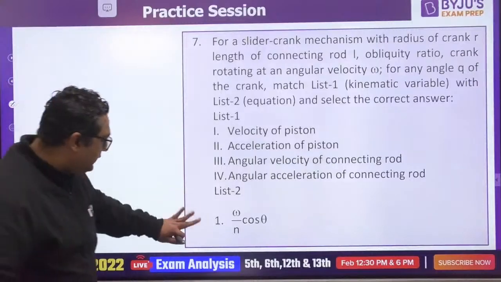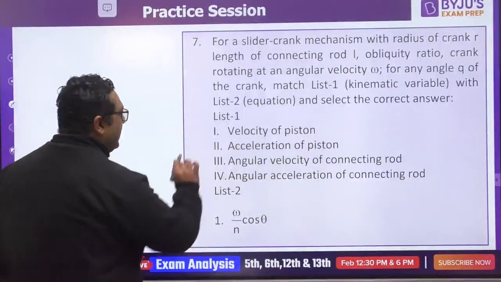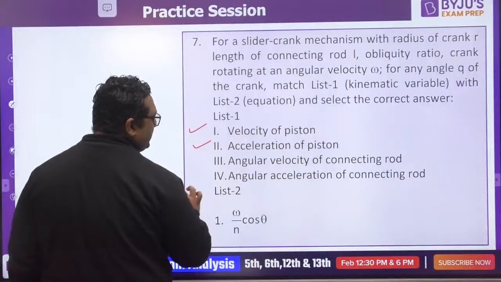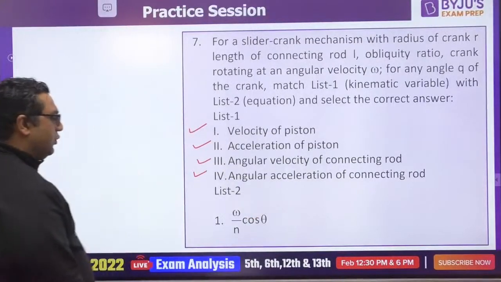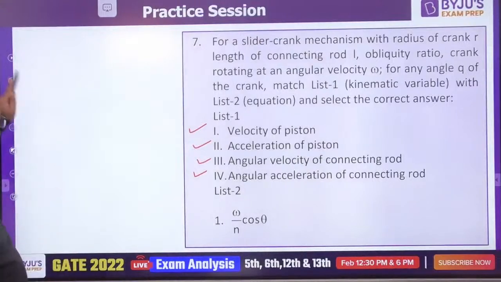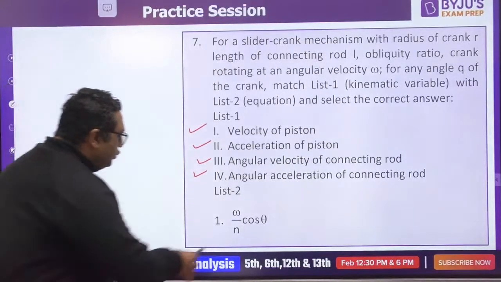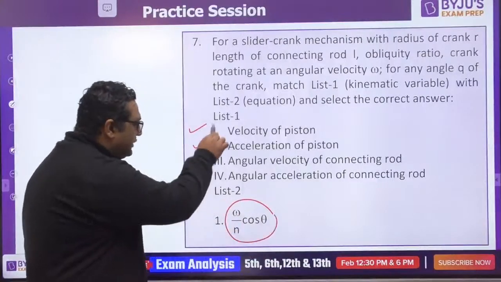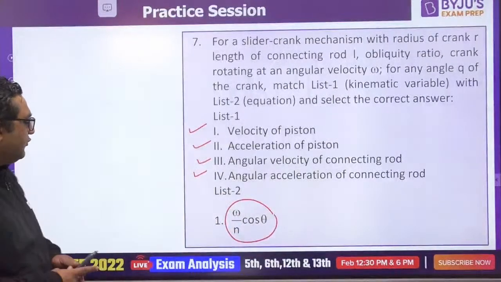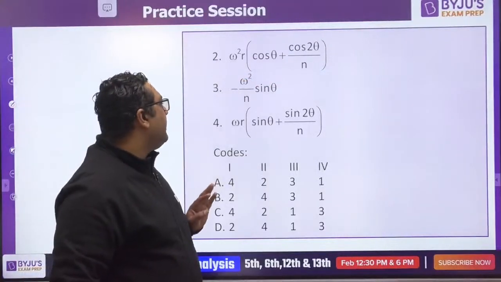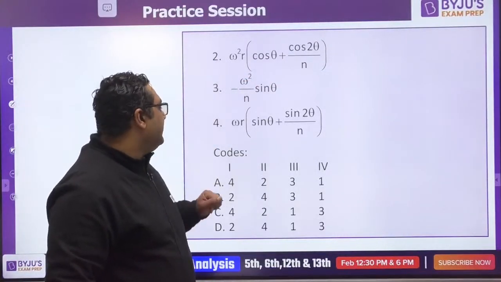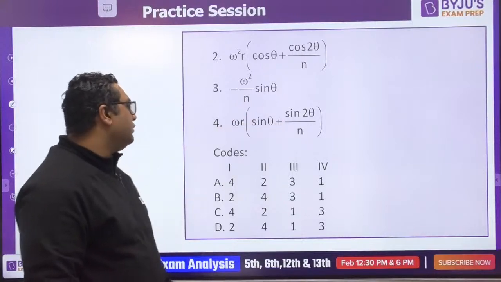Actually here list 1 and list 2 are there. In list 1 we are having velocity of piston, acceleration of piston, angular velocity of connecting rod, angular acceleration of connecting rod. List 2 is on the next slide. Omega by n cos theta. You can identify omega by n cos theta. What is that out of these four? Other options are omega square r (cos theta plus cos 2 theta by n), minus omega square n sin theta, and r omega (sin theta plus sin 2 theta by n).